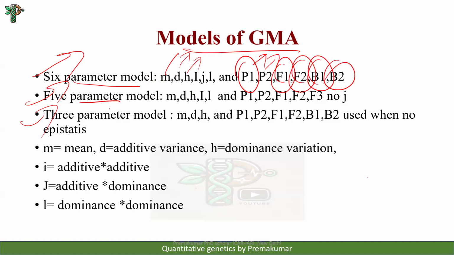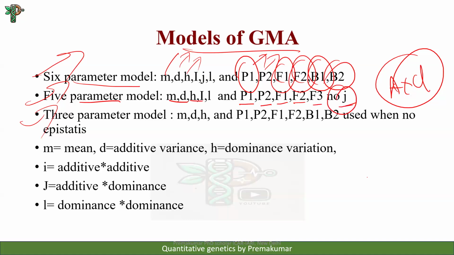In the five parameter model, we can estimate only mean, additive and dominance, but additive into dominance we can't estimate. Here the populations used are parent 1, parent 2, F1, F2 and F3. And here no J means we are not estimating additive into dominance variance.